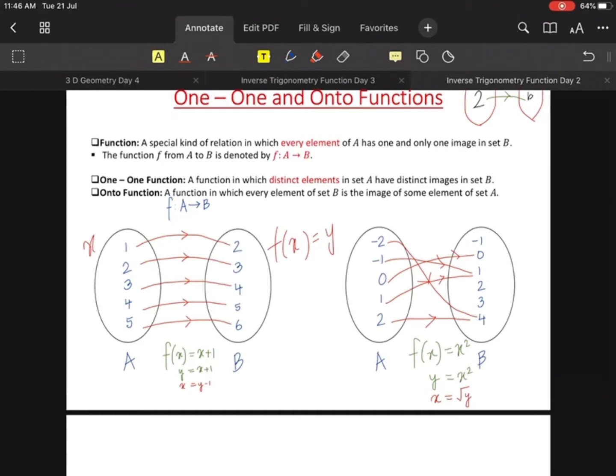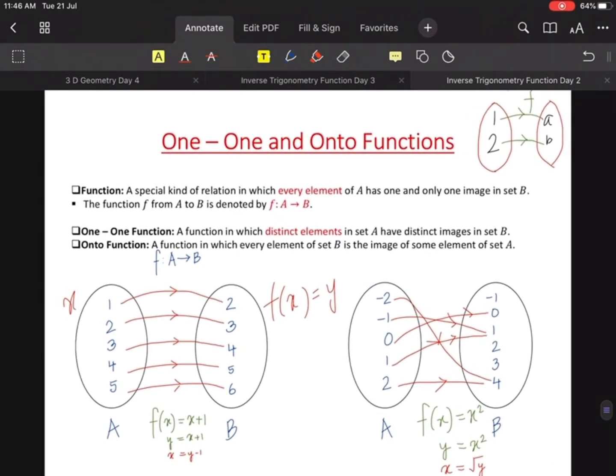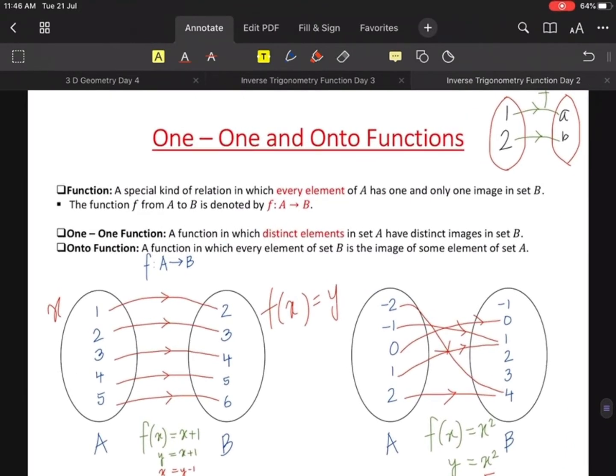So today we're going to start a new portion of our chapter, inverse trigonometric functions, that is, one-one and onto functions. We need to know this in order to proceed with the inverse of a function. Now first thing, what is a function?